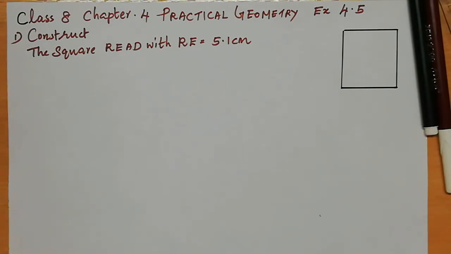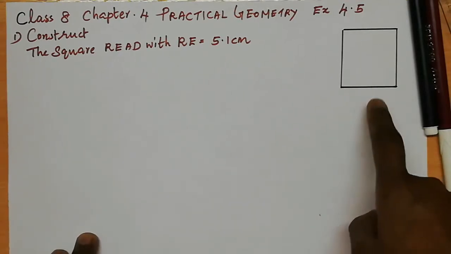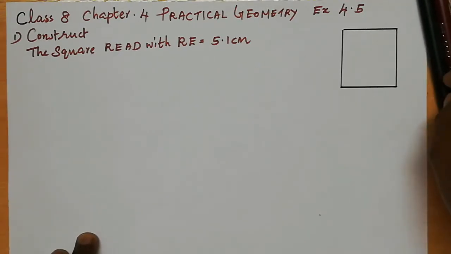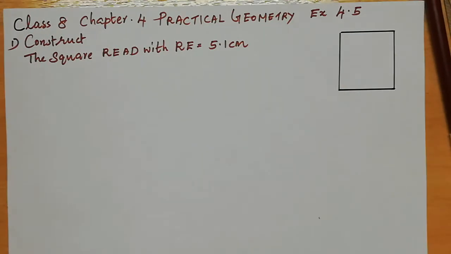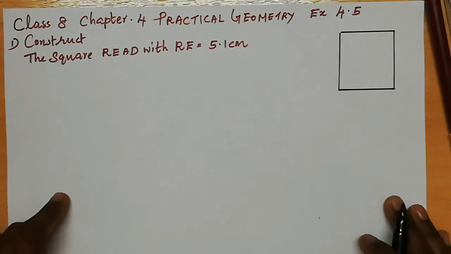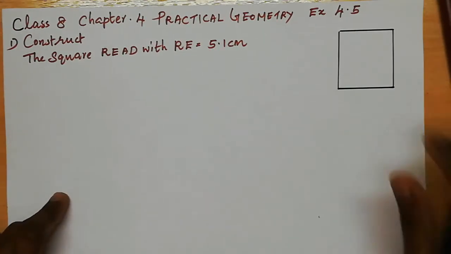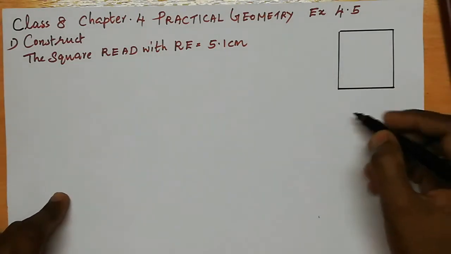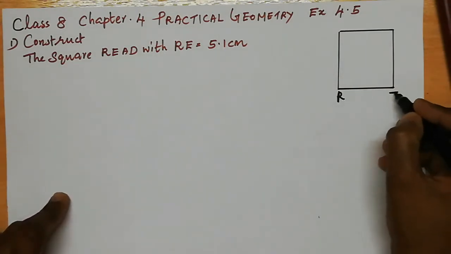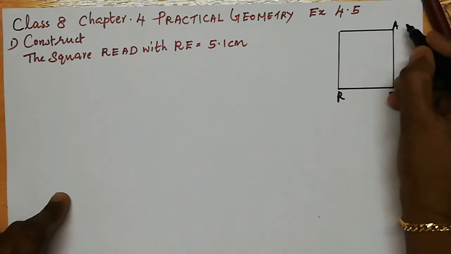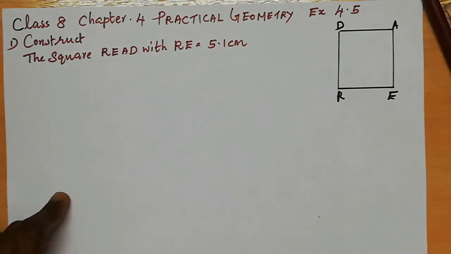First, what we want to do, we should do a rough figure. I already drew a rough figure. So now we will name that figure. What is the name? READ. I will start from here, so I will name it READ.